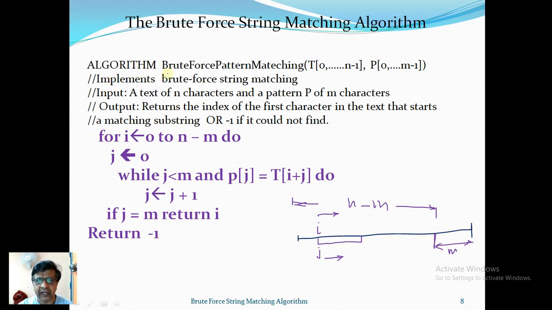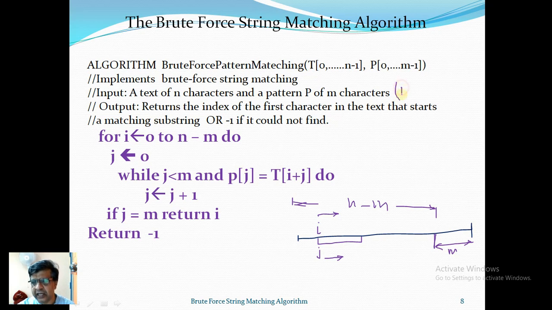We will just move over here. Algorithm: brute force pattern matching. It carries two parameters as a function: one is text of 0 to n minus 1, and the other is pattern of 0 to m minus 1. It implements brute force string matching. Input: a text of n characters and a pattern p of m characters.